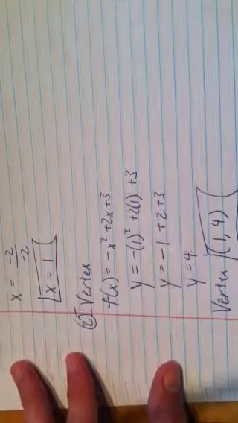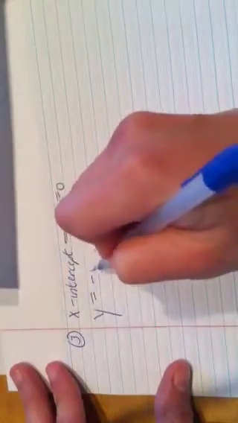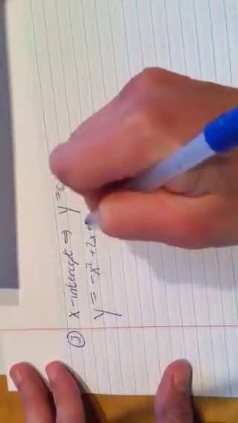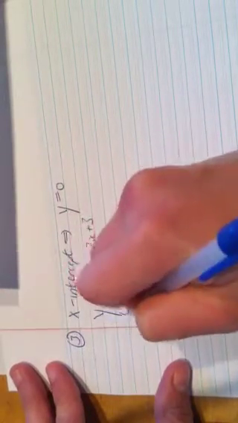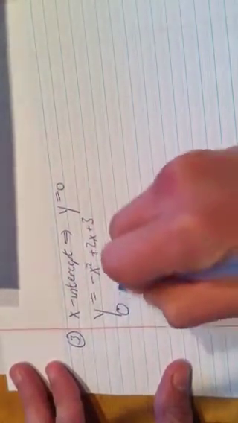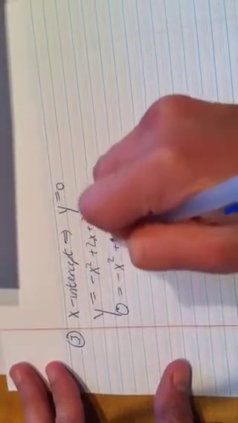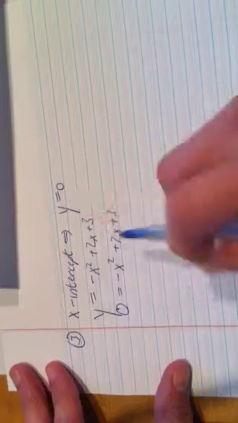Joy. So next step, we need to find intercepts. So we'll find our x-intercept first. And you can always find x-intercepts by letting the y equal 0. So remember our original equation was y equals negative x squared plus 2x plus 3. So if I let y be 0, I'll have 0 equals negative x squared plus 2x plus 3. And I'll just solve this.